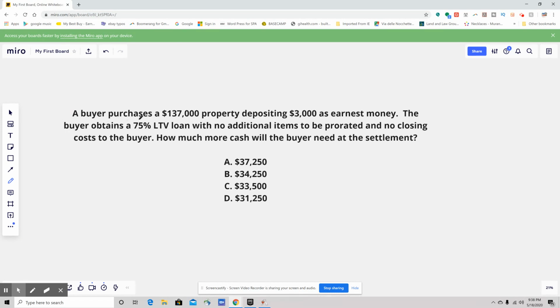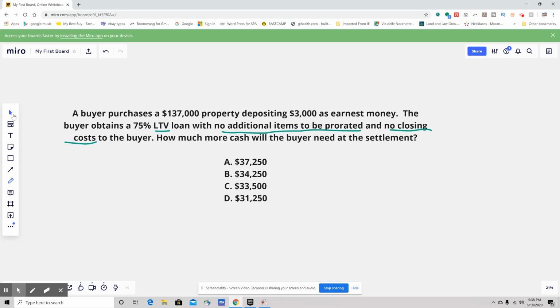A buyer purchases a $137,000 property, depositing $3,000 as earnest money. The buyer obtains a 75% LTV. What does that mean? That's loan to value. The loan has no additional items to be prorated and no closing costs. Okay, so there's nothing additional. How much more cash will the buyer need at settlement?